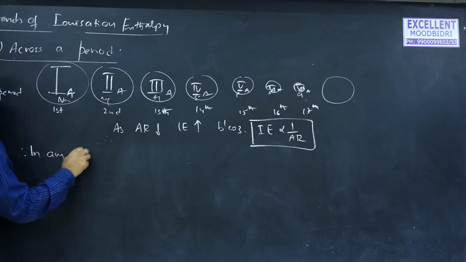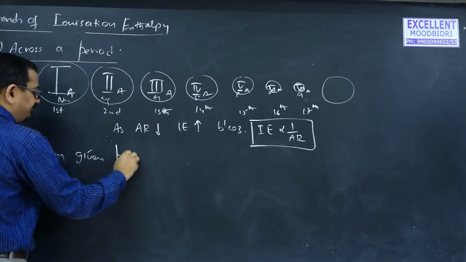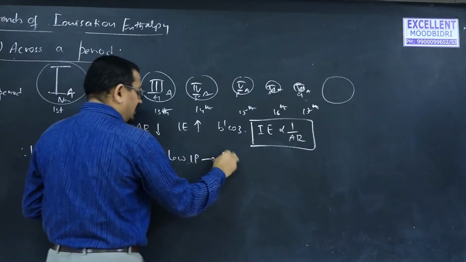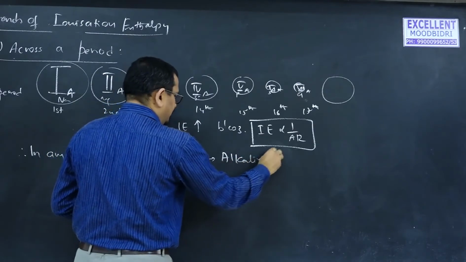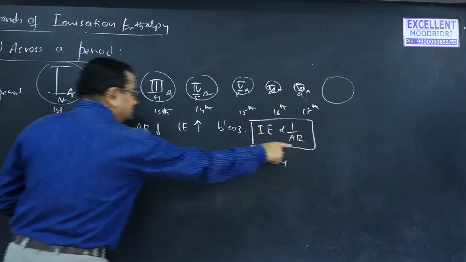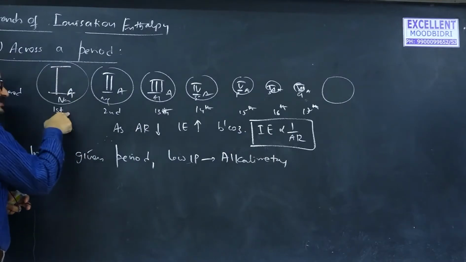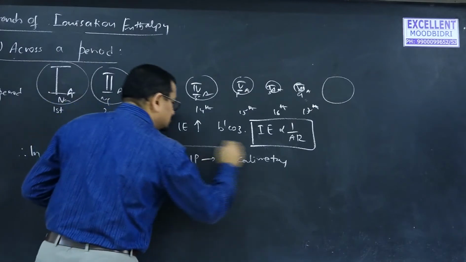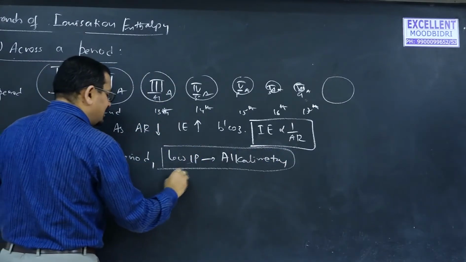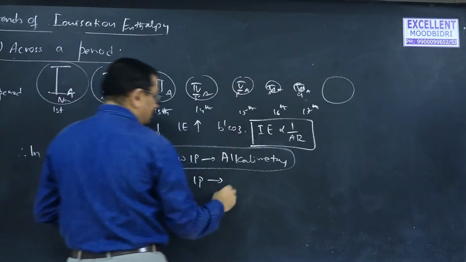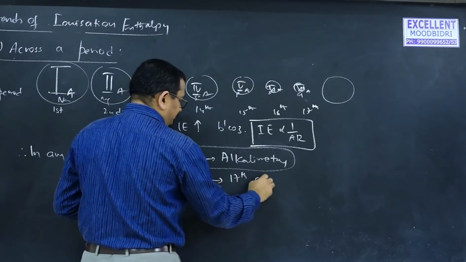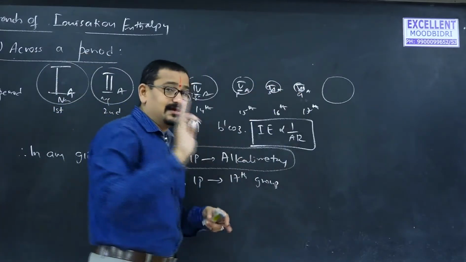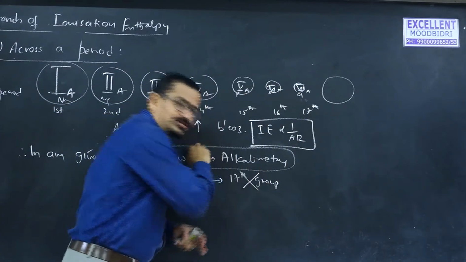Therefore, in any given period, low ionization enthalpy will be from alkali metal, because the larger the size, the less is the ionization enthalpy. As alkali metal is always larger in any given period, low ionization enthalpy belongs to alkali metal and high ionization enthalpy belongs to the 17th group element. Right? This is what we expect because of the small size. But here, this point is wrong.